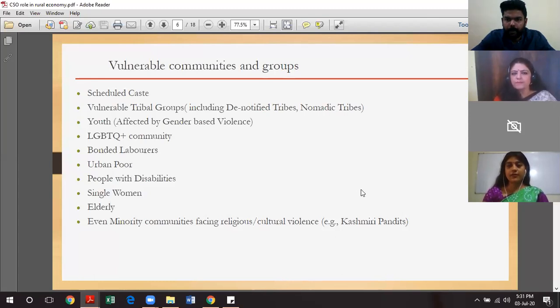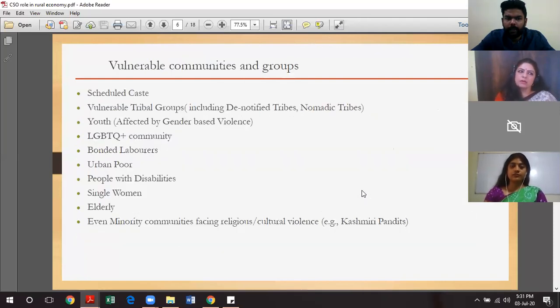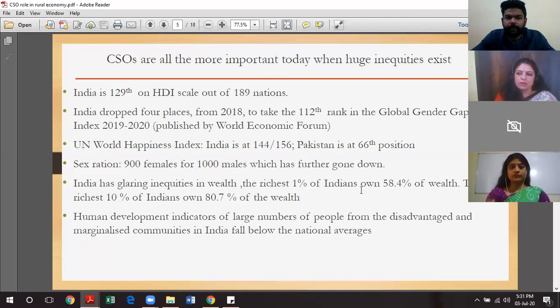Now, I will go to the fifth slide, wherein we are talking more about why CSOs are needed. Initially I spoke a bit about some of the issues and how CSOs have come in to address these kinds of social changes. Now I'll be talking a bit about the existing inequities in India and why we need CSOs much more today than ever. The reason is India is 129th on the Human Development Index out of 189 nations. On the global gender gap, India is at 112. And I want to put it across here that India has come down 4 places from 2018 figures.